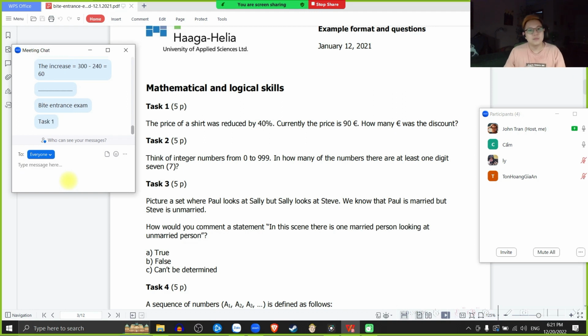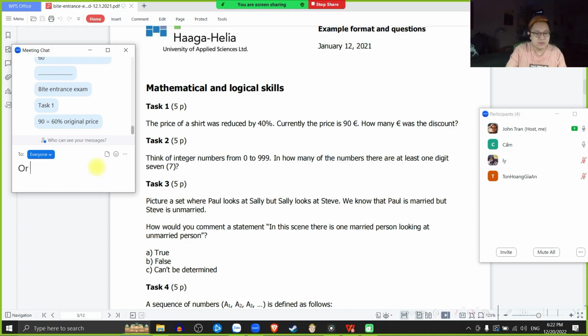So task one. The price for shirt was reduced by 40%. Reduced by nha. Cái giá thành của một cái áo sơ mi đã được giảm một khoảng là 40%. Currently the price is 90 euro. Hiện tại cái giá là 90 euro. How many euro was discount? Thì cái giảm giá đó là tương xứng với bao nhiêu euro? Okay, so the price for shirt was reduced by 40%. So it means that now the price 90 is 60% of the original price, right? Thì đúng rồi, được giảm một khoảng 40%, tức là cái giá bây giờ là 60% của cái giá gốc.